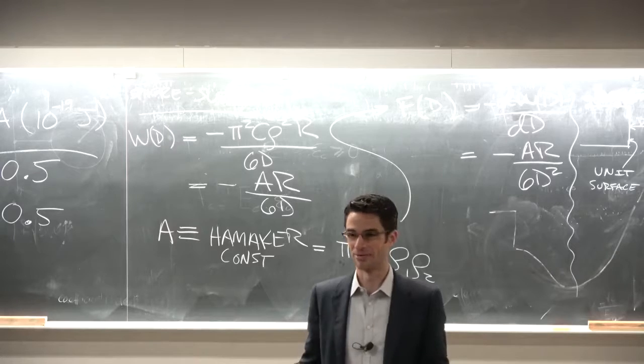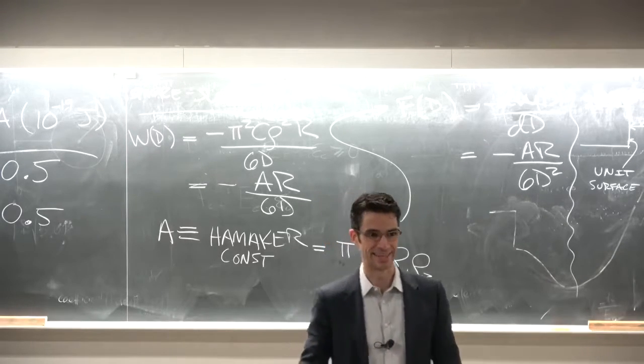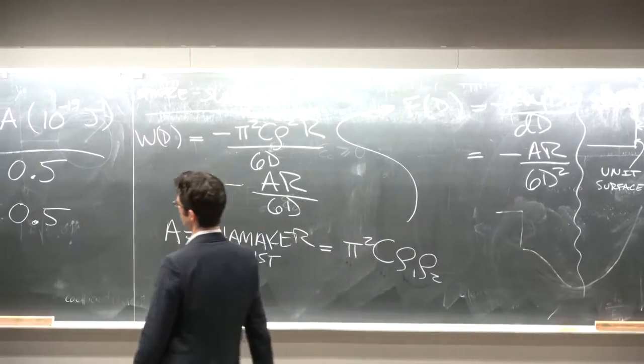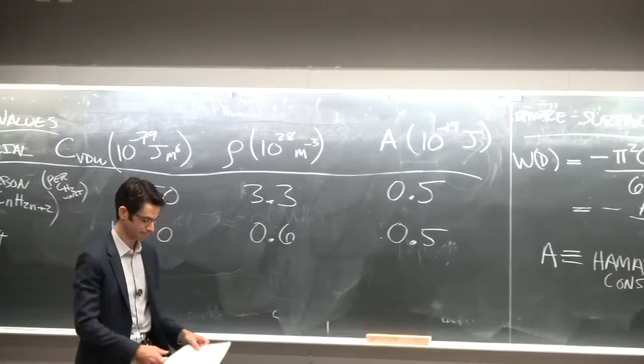But it's why we don't have orders of magnitude differences when we're interacting with day-to-day objects. It's because of this push and pull between the Van der Waals coefficient and the density.